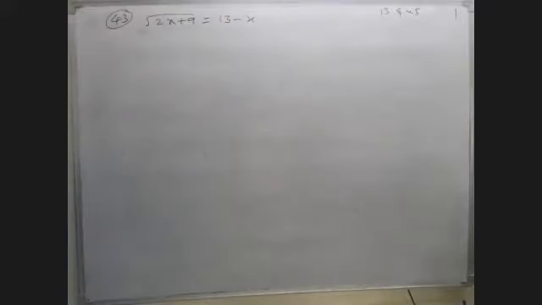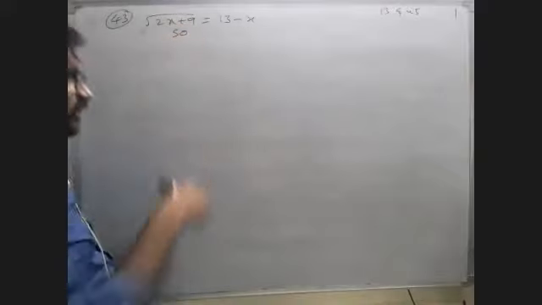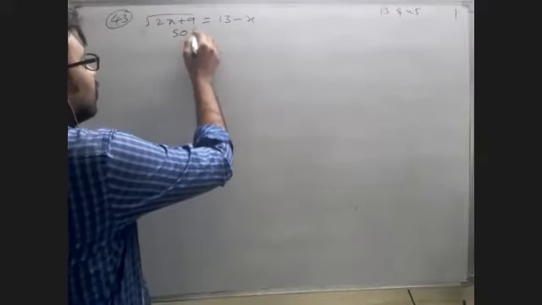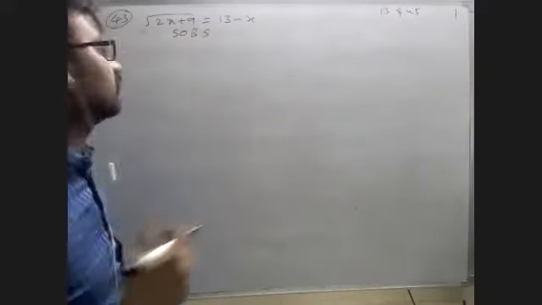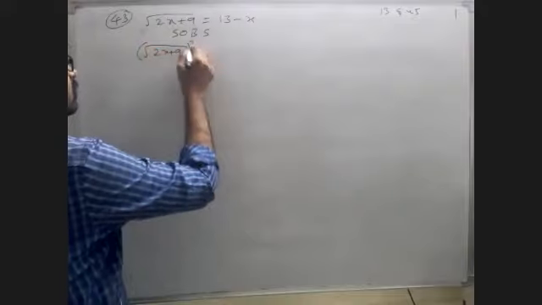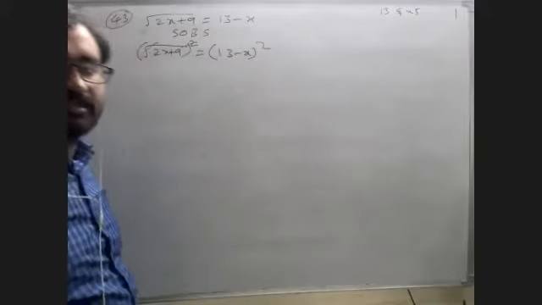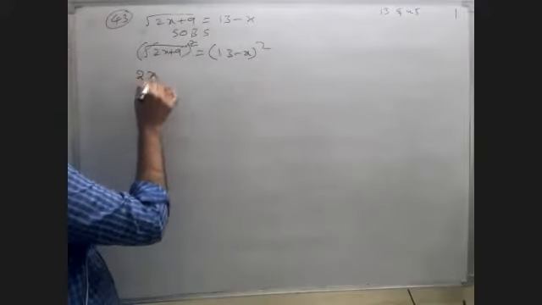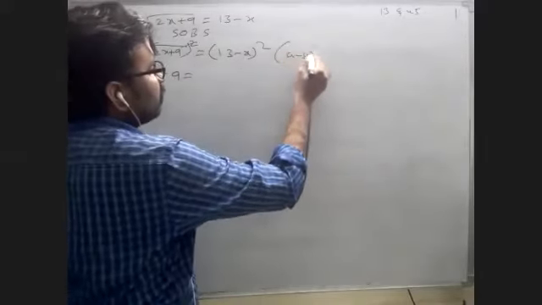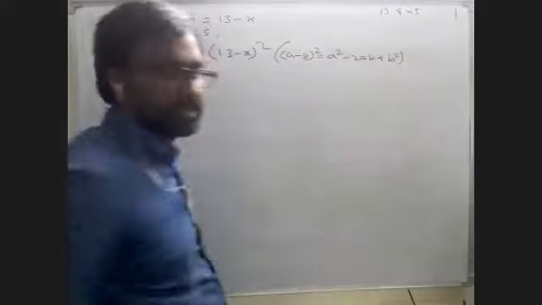Listen. See here, I told this is in the form of root over ax plus b is equal to cx plus d. So squaring on both sides, we have to apply squaring on both sides. Then root 2x plus 9 whole square is equal to 13 minus x whole square. Square root will get cancelled. Now the remaining part is 2x plus 9 is equal to, this is in the form of a minus b whole square. What is a minus b whole square? a square minus 2ab plus b square. This is the formula.